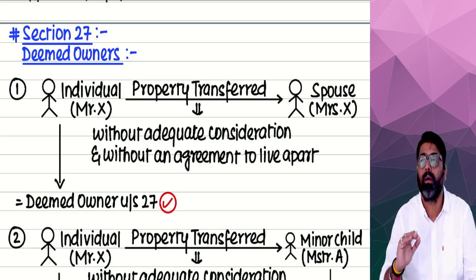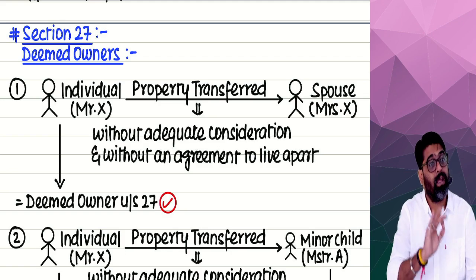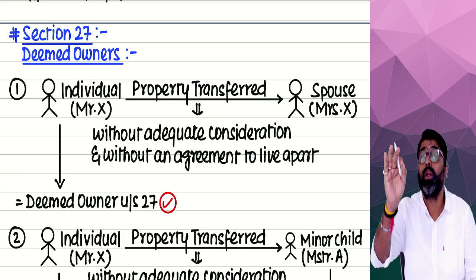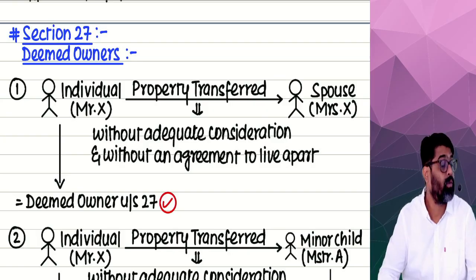So there are 5 situations. In these 5 situations, even if you are not the legal owner of the property, you will still be treated as the owner, and the income of that property will be taxable in your hands only under the head house property. So what are those cases? One by one we are going to check those cases.